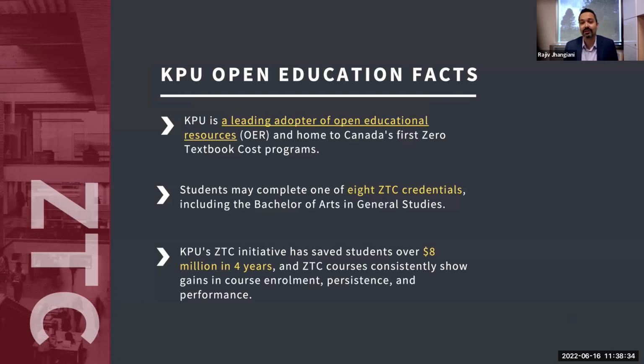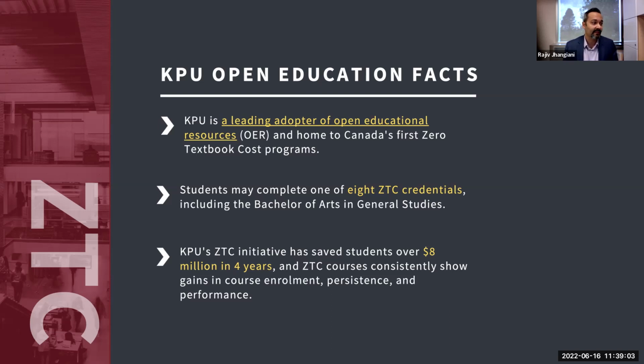And of course, a lot of our work centers around the use of open educational resources. Many of you will know that OER, as they're called for short, are any teaching and learning resources that are published with an open Creative Commons license. KPU is a leading adopter of OER in the context of our courses. While we have a lot of courses that use OER, this is the centerpiece of our zero textbook cost program. And we're very proud to be home to Canada's first zero textbook cost programs.